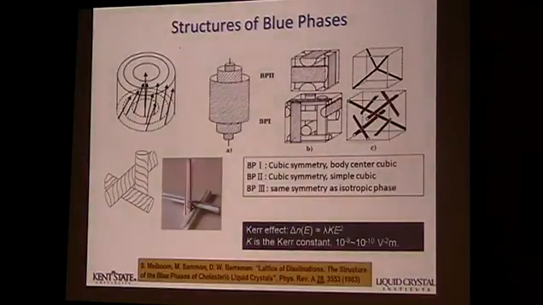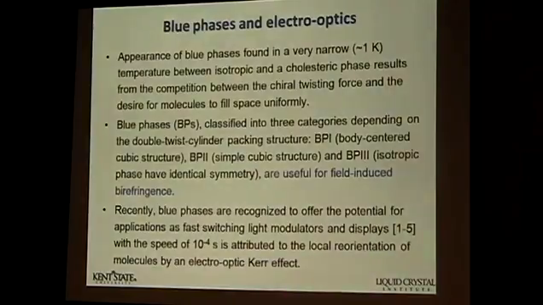And you can go back to earlier work in this area. As I said earlier, they appear in a very narrow temperature range, and they are useful for field-induced birefringence, and also for some kind of Bragg reflection. The first part of this presentation will focus on this field-induced effect. The field-induced effect is actually not very new, and there are quite a few papers. But recently, they possibly form some kind of light modulators and displays with a speed of 10 to the minus 4 seconds, that means about the 100 microsecond range. That's attributed to the local reorientation of molecules by the electric field.